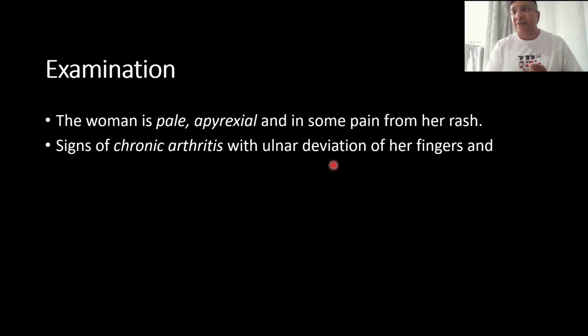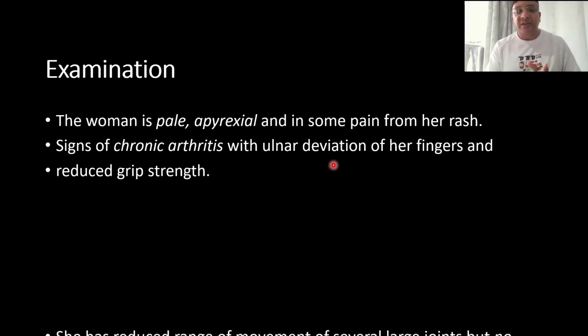What else? So we know that psoriatic arthritis is a great mimicker when it comes to rheumatology. It can give you DIP predominant disease. It can look like rheumatoid arthritis with ulnar deviation, volar subluxation. It can look like ankylosing spondylitis with the involvement of the axial skeleton. It can even look like we have telescoping of the digits. All right, so it's a great mimicker. But this lady has signs of chronic arthritis with ulnar deviation of the fingers and reduction in grip strength.